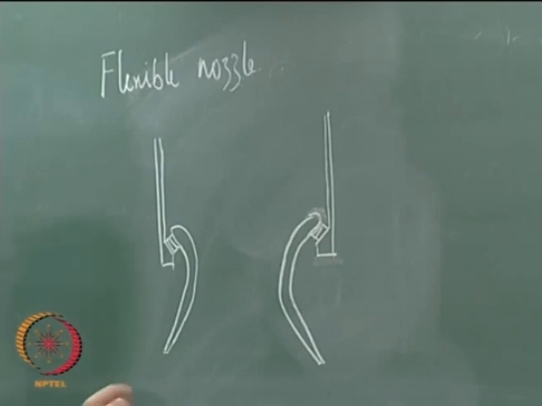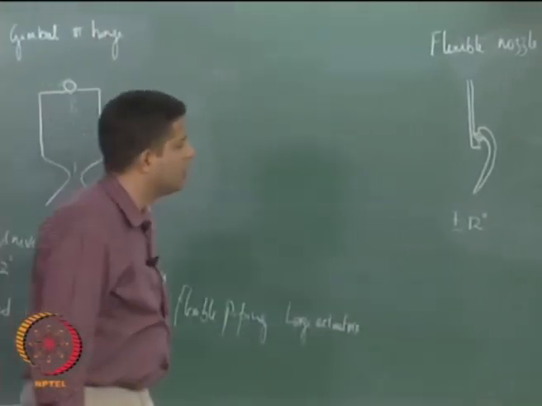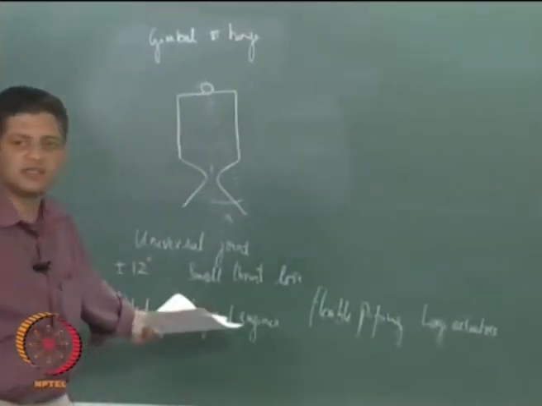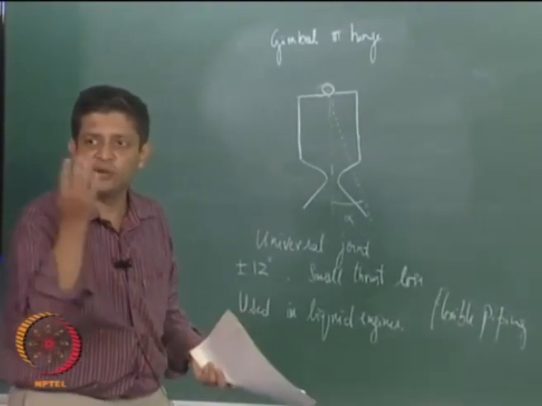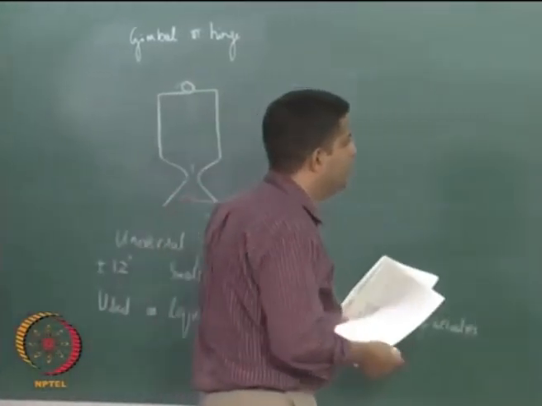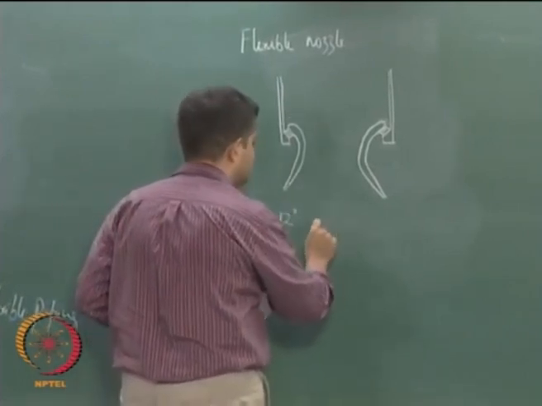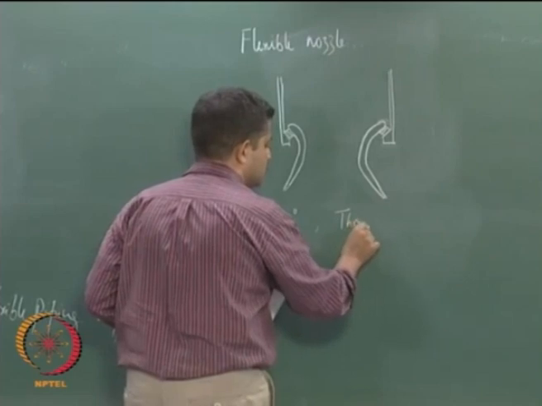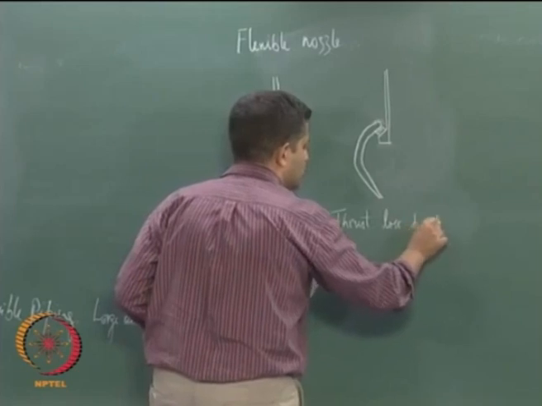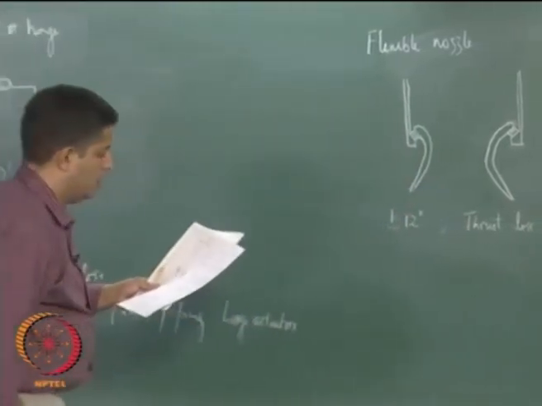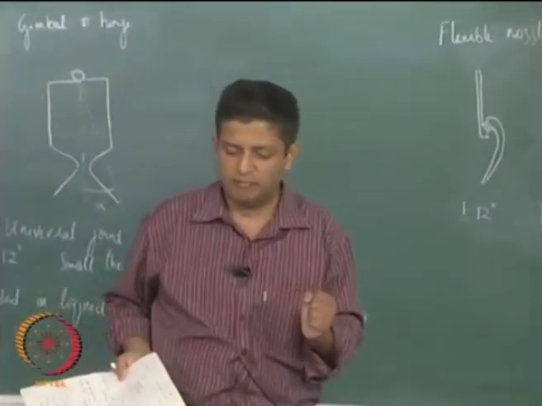this can also give plus minus 12 degrees, and again there will be a small thrust loss, because you are anyway vectoring the thrust, so the thrust available is only the component along the axis. This has also been used in both solid and liquid rockets.